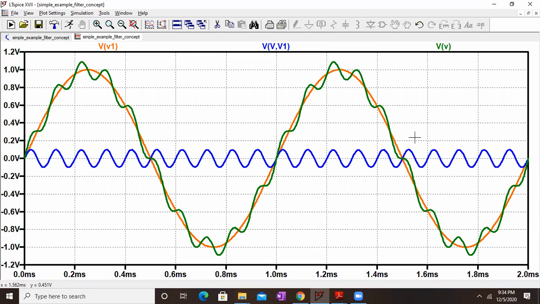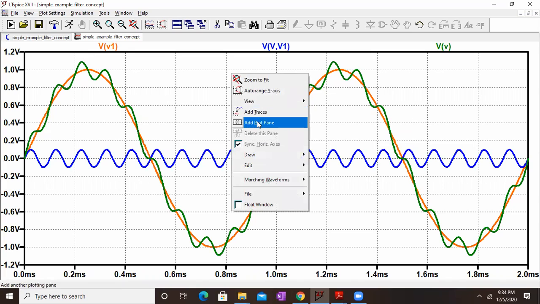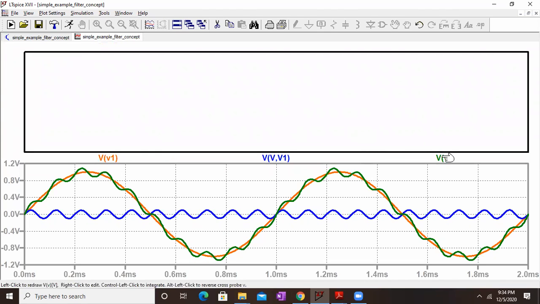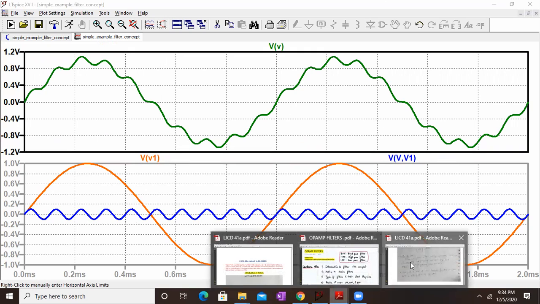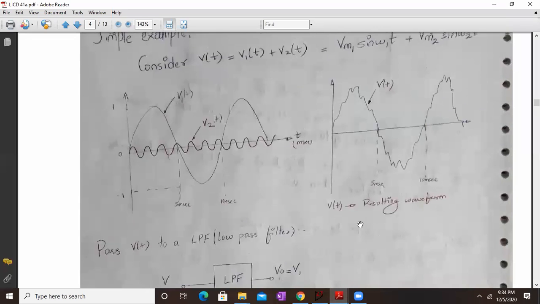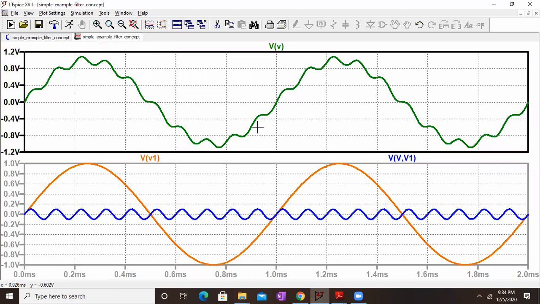If you pass this green waveform, let me divide this into frames. Many analog signals may be of this kind of nature. If I pass this to a low pass filter, I will get V1 of t back. That was the concept explained in the PDF, and this is what I have drawn here. So this is exactly what it means. This green signal contains a low frequency signal as well as a high frequency signal.